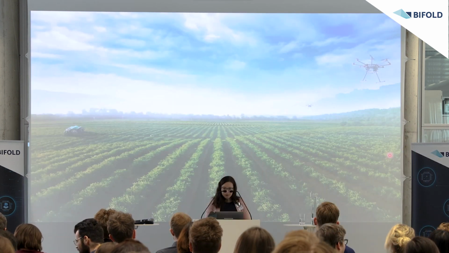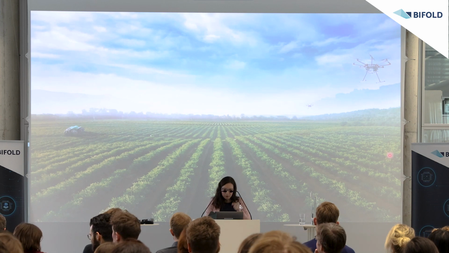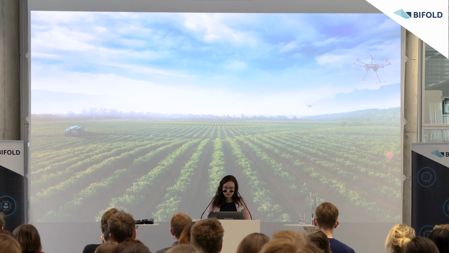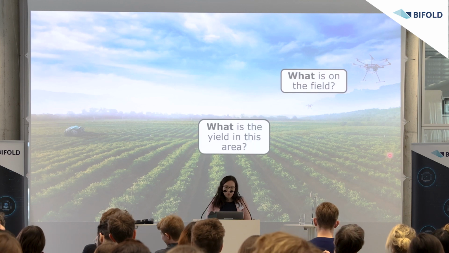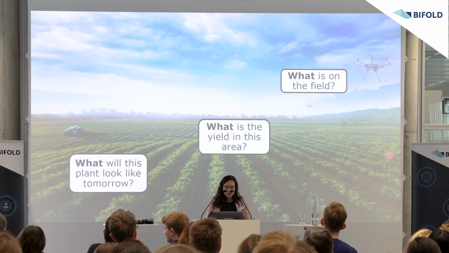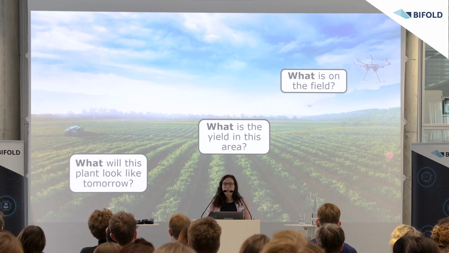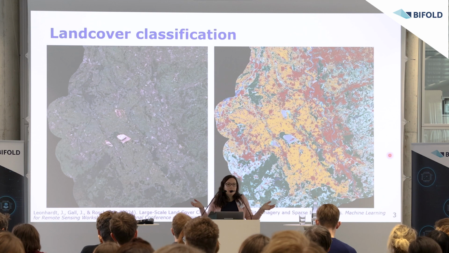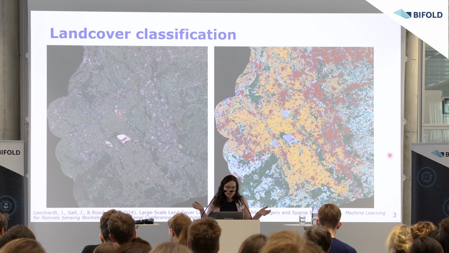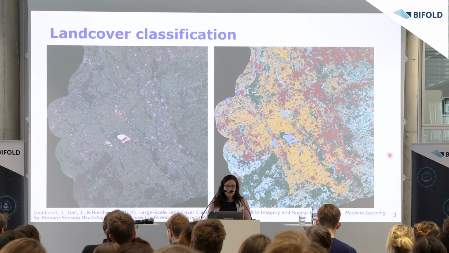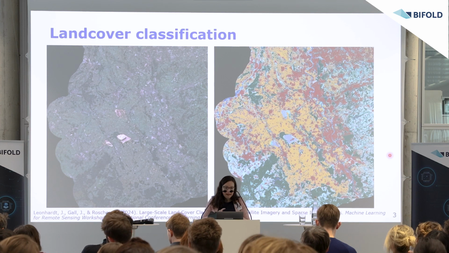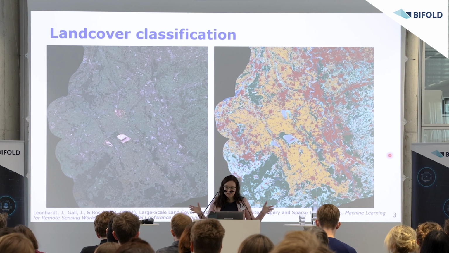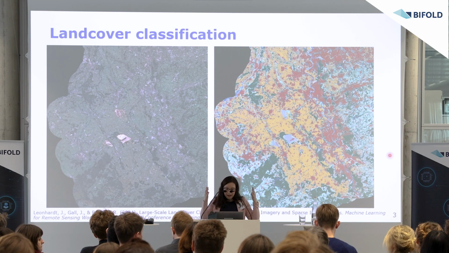Okay, let's start with a typical example. When we see such a situation, we have a typical question. For example, what is on the field, or what is the yield in this area, or what will this plant look like tomorrow? These are the typical what questions. And as we heard already, one of the most commonly used tasks in remote sensing is land cover classification, and here we deal with imbalanced data and, in this case, sparsely labeled data.